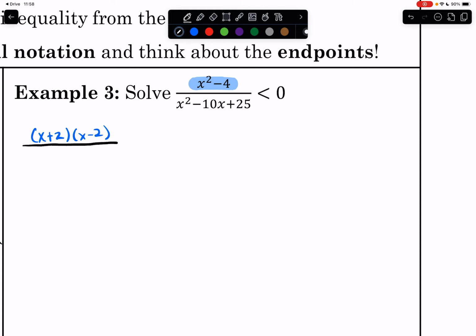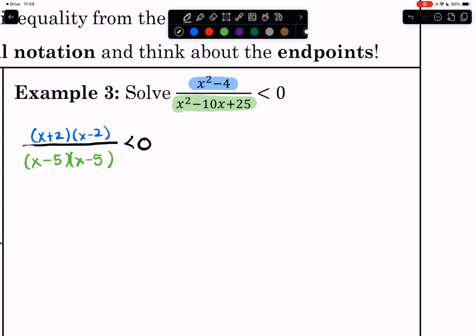Now to factor the denominator, do green. To factor the denominator, we're going to break up the x squared to x times x. Negative 10x plus 25. Well, we just did that one in the previous example. x minus 5, x minus 5. And it has to be less than 0.